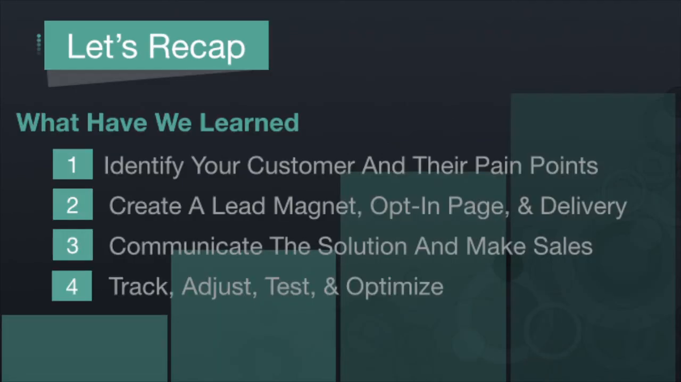So let's just recap real quickly what we've learned. First of all, we want to identify our customer and their pain points. We want to then create a lead magnet, an opt-in page, and a delivery system. Then through email, we're going to communicate that solution and make sales. Then we're going to track all of our results, adjust, tweak, split test, and optimize for further profits. That is the entire 4-part system.